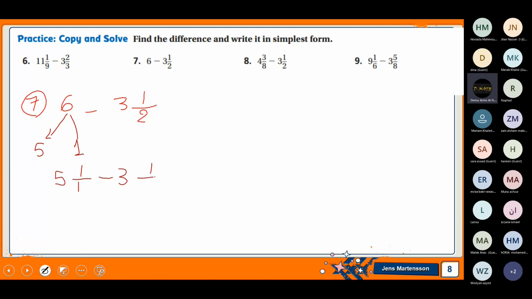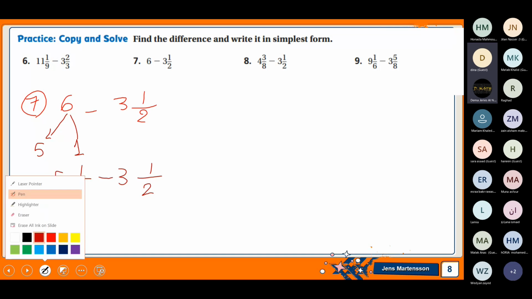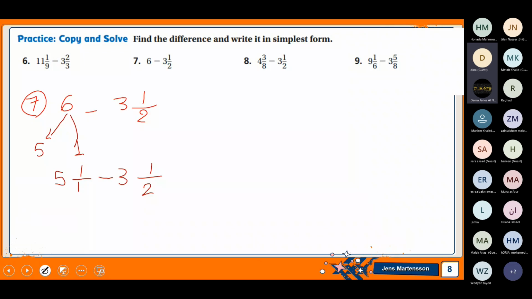Minus 3 and a half. Wait, teacher, I think I understand it. Let's make it like this. So this is 6, and we put 1, and the denominator is 1. See, 6 is 1 plus 5. Is it right? Yes. Okay, then put 5 and 1, and make the 1 to be a fraction, like 5 and 1 over 1.